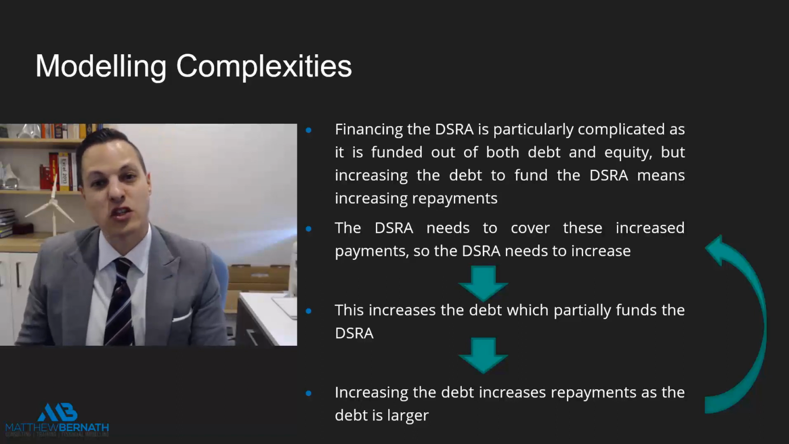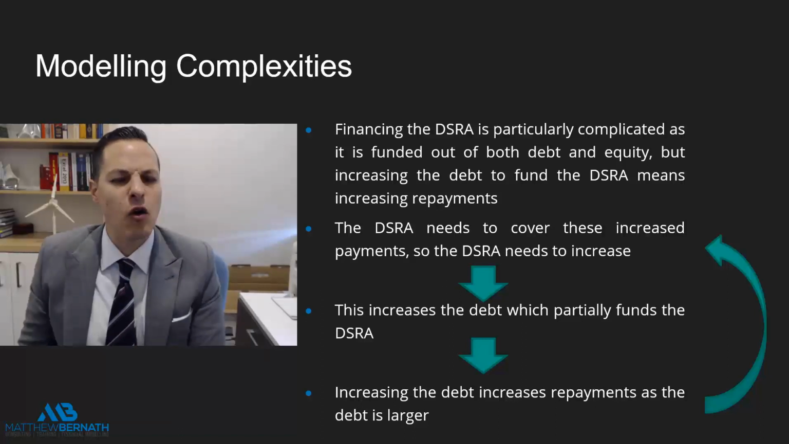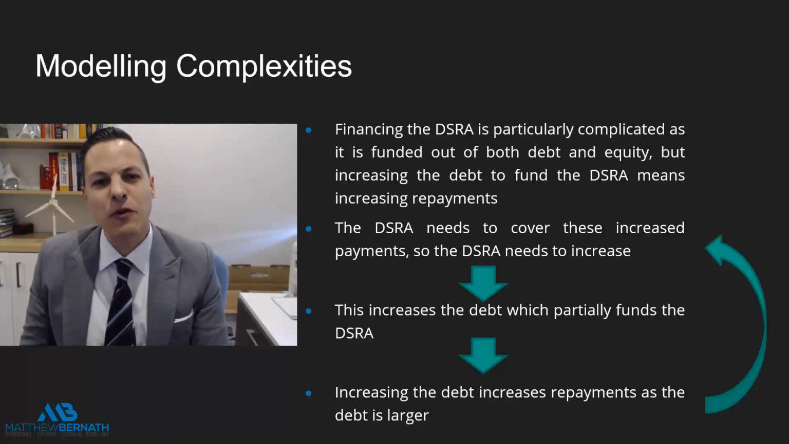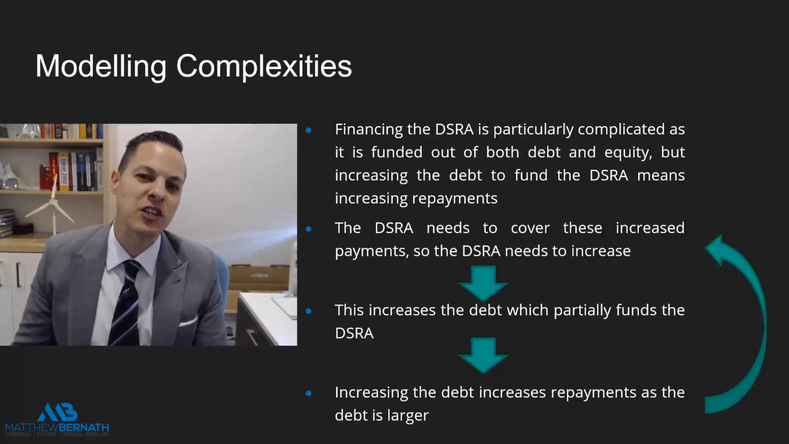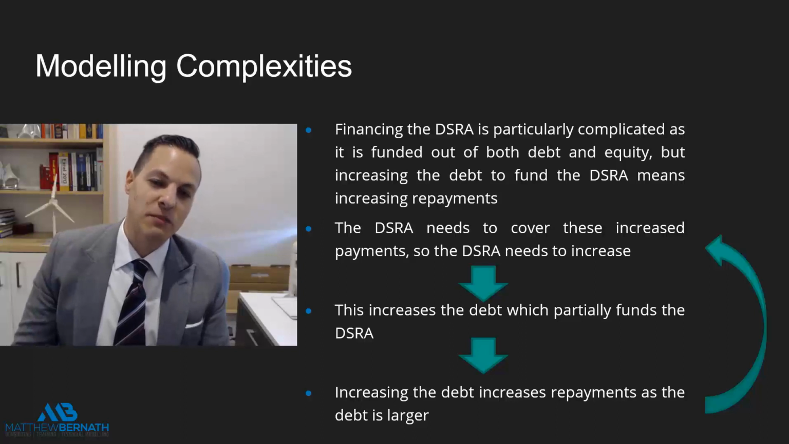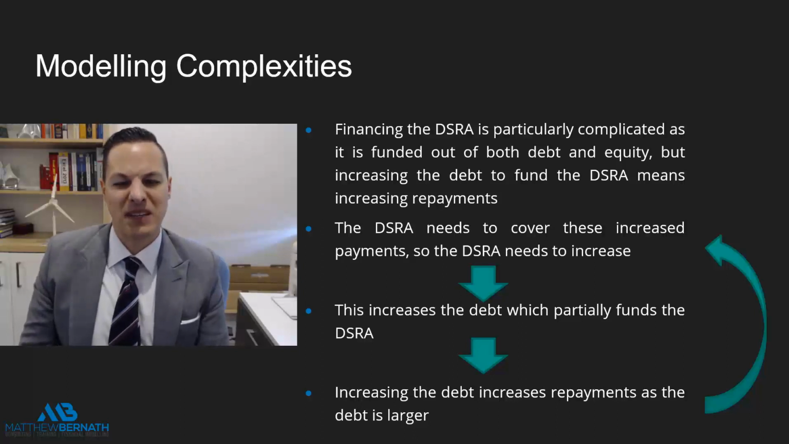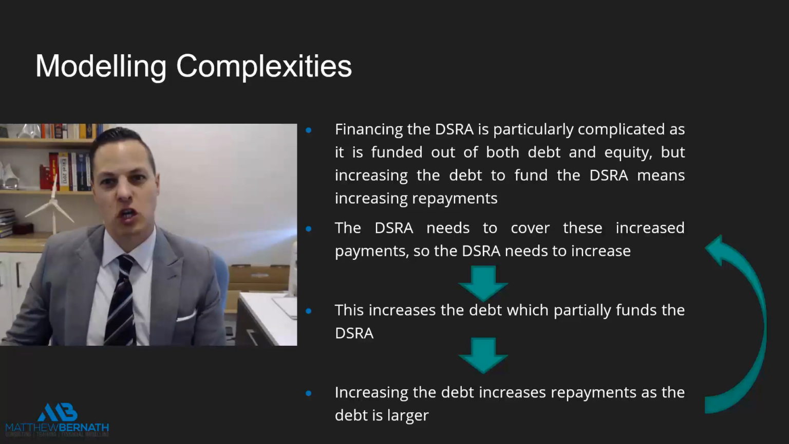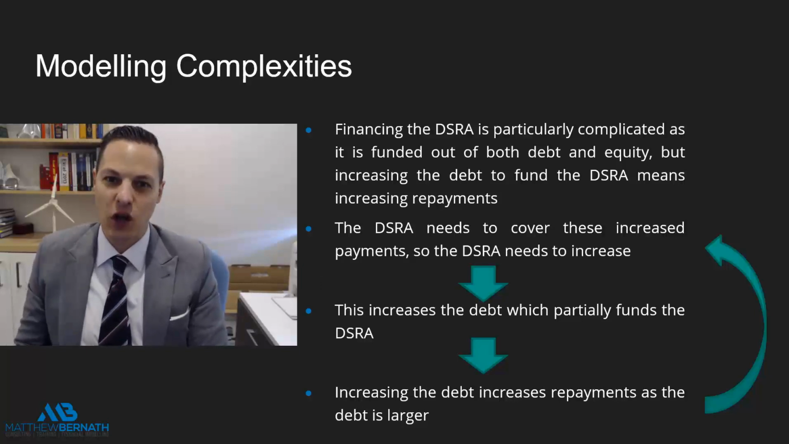Now the next 6 months aren't $100, they're now $110. So now we need our DSRA of $110, and we need to draw down a larger amount of debt and a larger amount of equity. But now because our debt is larger, our repayments are larger as well. So now our DSRA is not $110, it's $120.